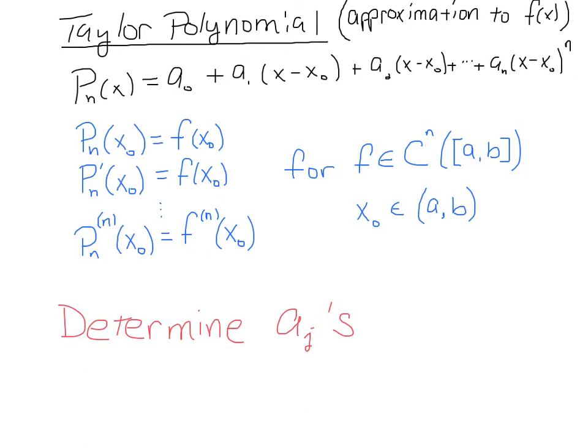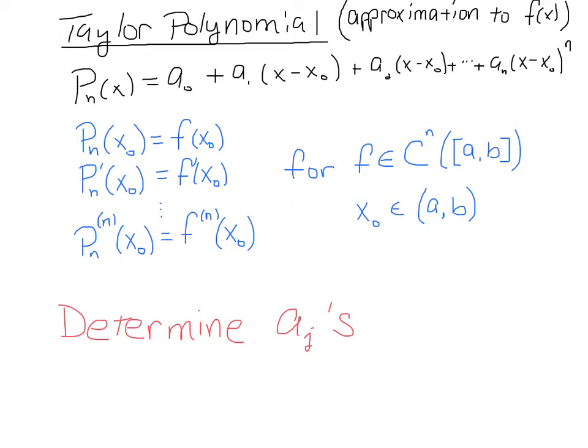So what we want to occur is we want the polynomial to be exact at x naught. Of course, we want all its derivatives to be equal to the derivatives of f at x naught as well. We're going to have some assumptions here: that f is continuous and has n continuous derivatives, and x naught is going to be in the interval where f is continuous.